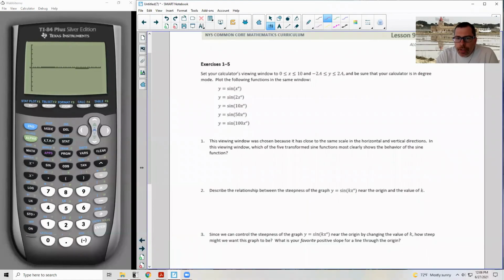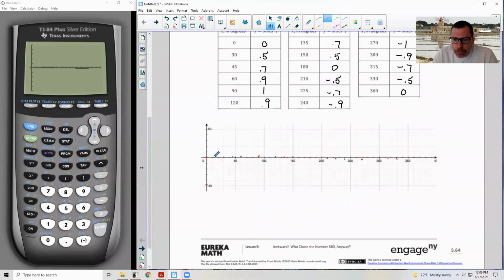Okay, this is page 2, exercises 1 through 5. So before I continue, let's have a little discussion here. What do you notice about the graph that was created in the opening exercise? So if I go back, here's the graph that was created. I didn't connect the dots, but if I had, that is almost a flat line.